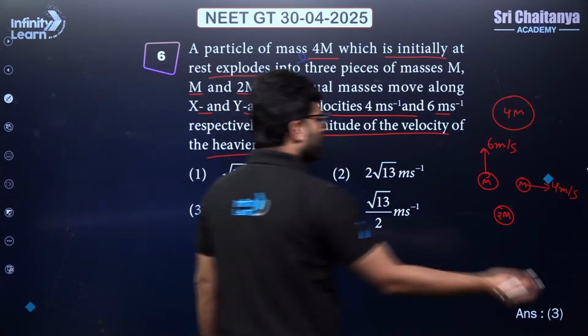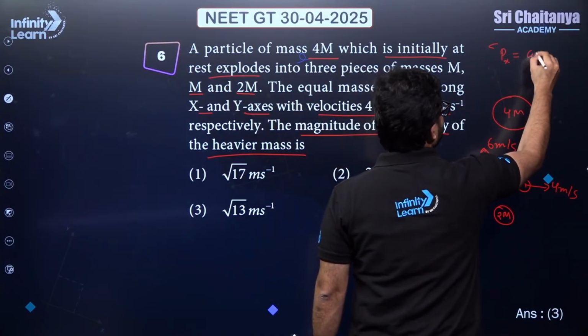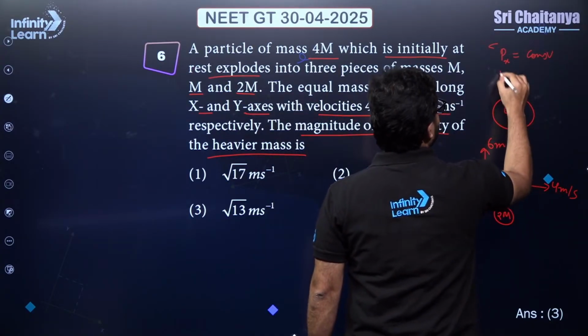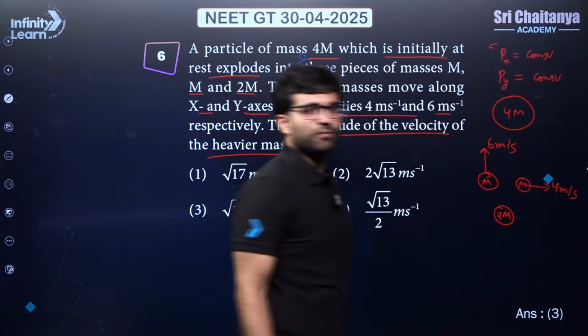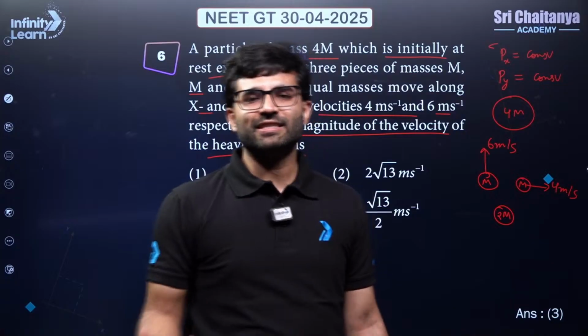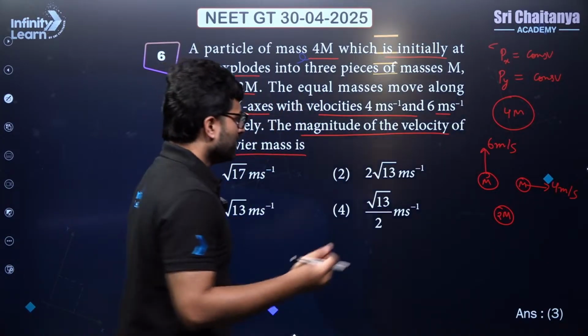So what we do? We conserve the momentum. So in x direction the momentum is conserved, right? And in y direction also the momentum is conserved. This is a concept, right? So in explosion the momentum is conserved because there is no external force acting here, or no significant external force which is acting here, right?